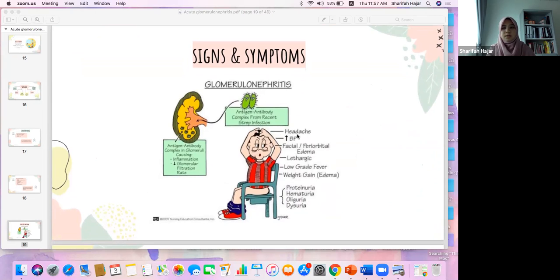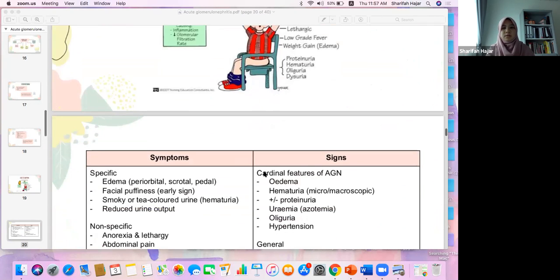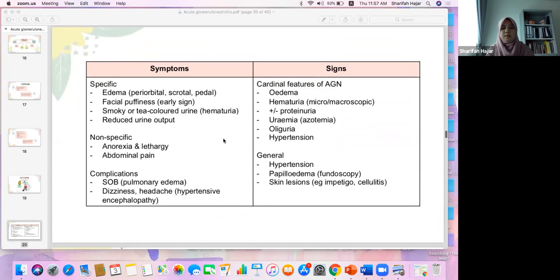It also includes headache, high BP, lethargy, low-grade fever. So this is the more specific. Okay, so for the specific symptom, edema, it can be periorbital, scrotal, or pedal. Facial puffiness, early sign. Smoky or tea-colored urine, reduced urine output. And for non-specific, the patient may have anorexia and lethargy, and also abdominal pain.